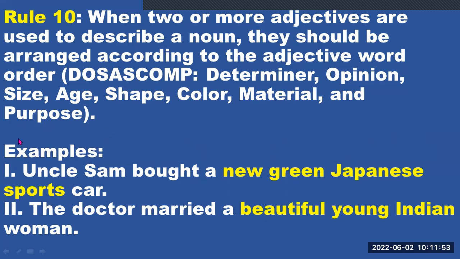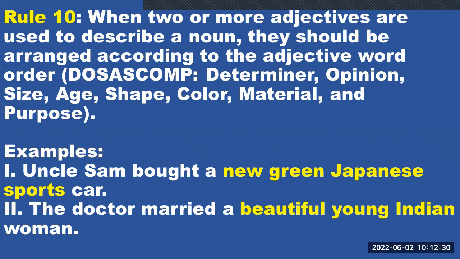But let's take a look at two examples. Uncle Sam bought a new green Japanese sports car. New here is age. You can see that age comes before color. Green is color, and color comes before origin. Origin is Japanese, and origin comes before purpose. Purpose comes last, because this car is a sports car. That's the purpose of the car.